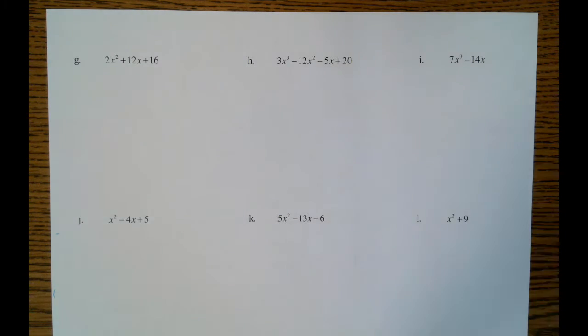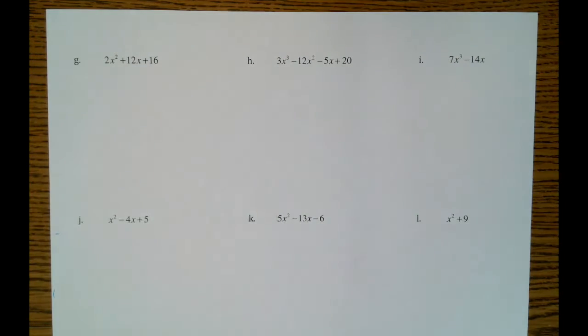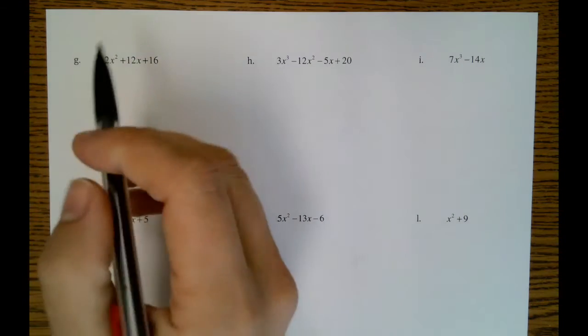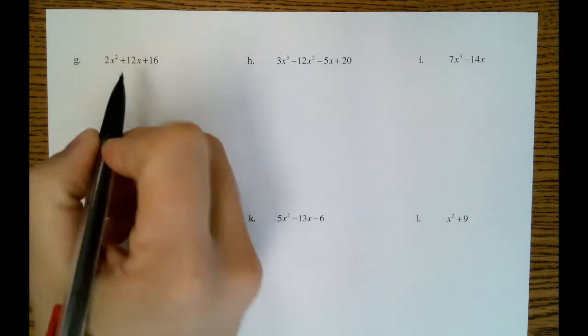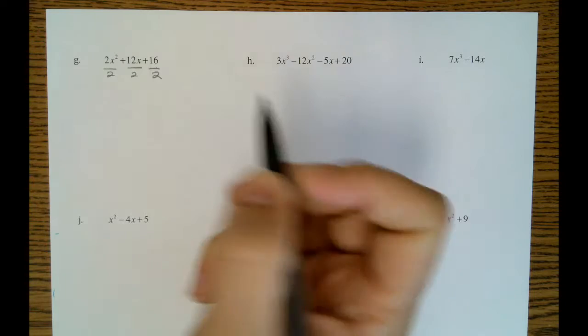Okay, good. We are on our page 20 review here, letter G. So we have three terms which would typically be split the middle, but if you look at our terms, we also can pull out a GCF of 2. So we're going to divide out a GCF of 2.